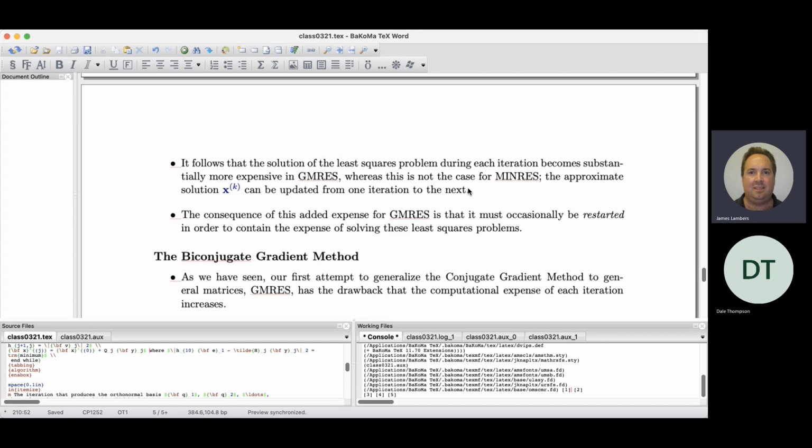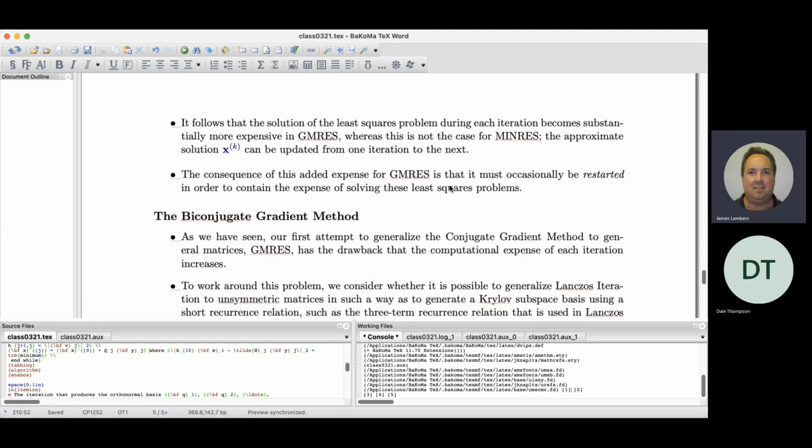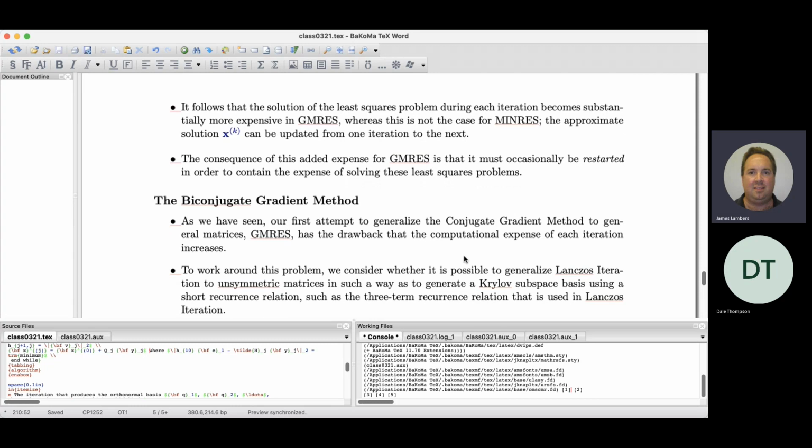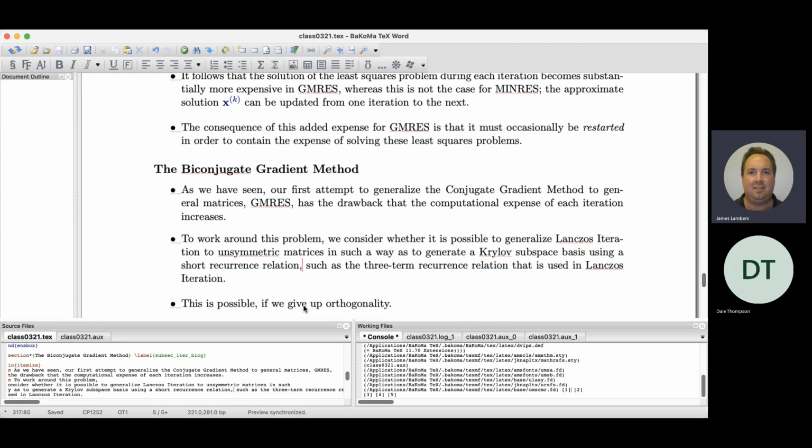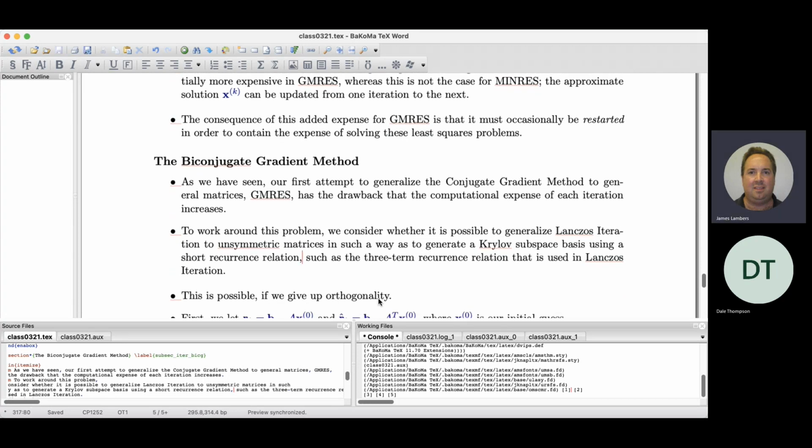Now, here's a whole other approach to trying to extend conjugate gradient to more general matrices. We'd like to generalize in such a way that, like conjugate gradient itself, each iteration has about the same amount of computational expense. So what we'd like to do is generate a basis for the Krylov subspace using what's called a short recurrence relation, where, for example, in Lanczos iteration for symmetric matrices, each new orthonormal vector is obtained only from the previous two. So how can we do that in the case of A not being symmetric? The answer is you give up orthogonality. We're no longer going to require that this set of vectors that's generated efficiently forms an orthonormal set.